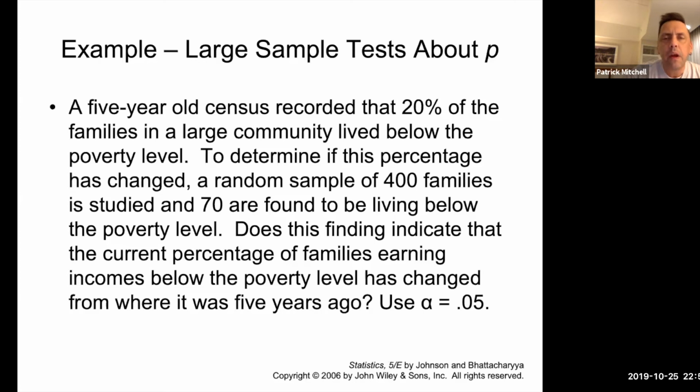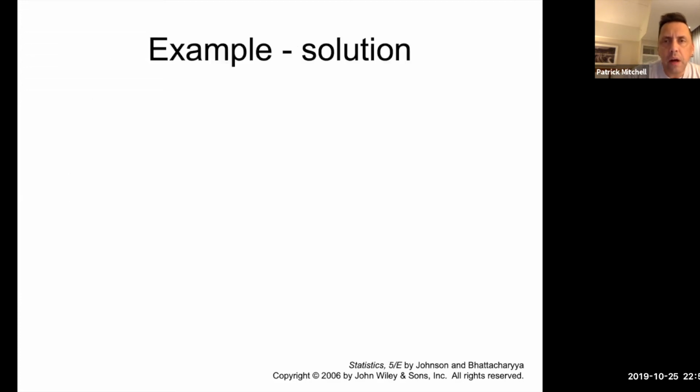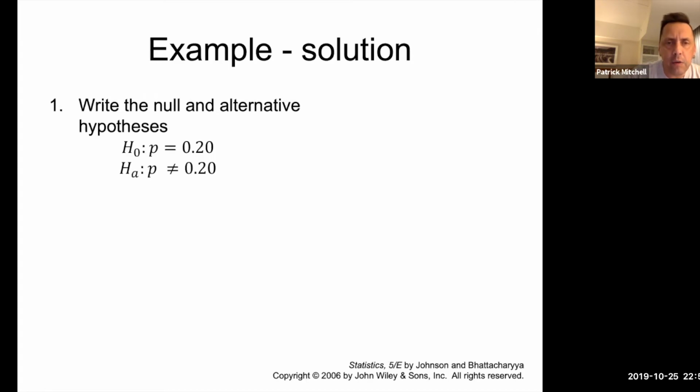All right, so I'm going to go through the list of 5 steps that we've seen on a previous slide. The first of those 5 steps is to write the null and alternative hypotheses. Now remember, on the last slide, it said we were trying to determine if that percentage had changed. So that is a two-tail test. The alternative hypothesis is going to be that P has changed. It is no longer equal to 0.2, which means the null hypothesis has to be that it equals 0.2.